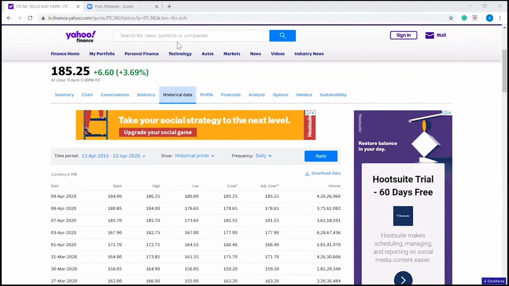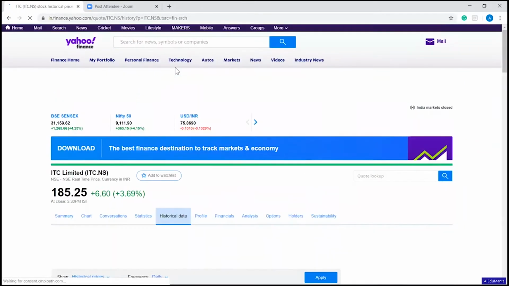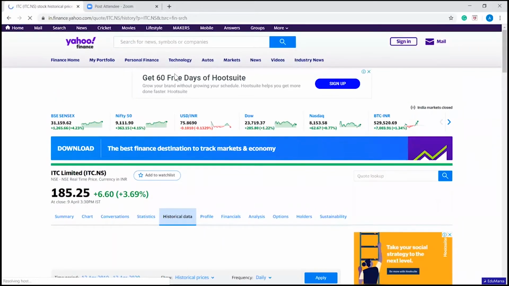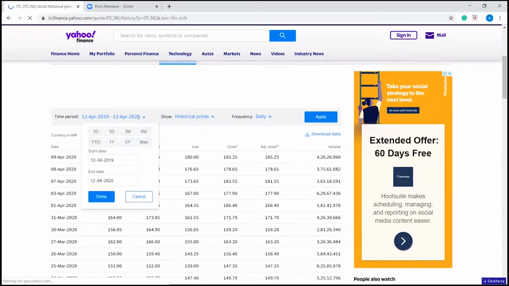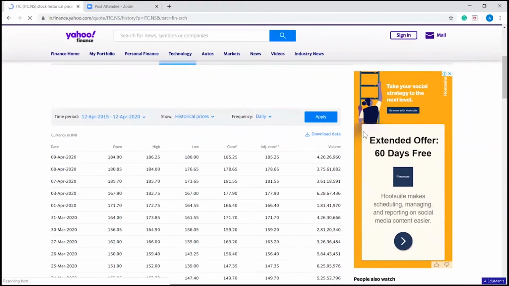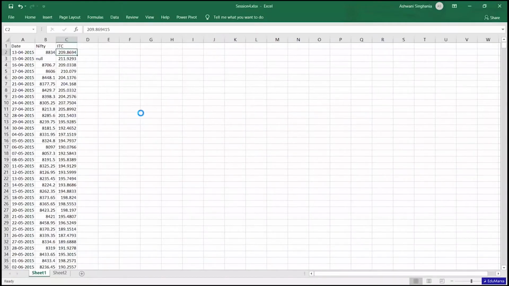So this is the Yahoo Finance page, and here suppose I want the ITC share prices, historical price. So I'm just going to open that page, and here is the historical data, and I want the data for the last 5 years. So it's already selected, last 5 years, and then apply, and then we can download this data. So the data will be something like this.